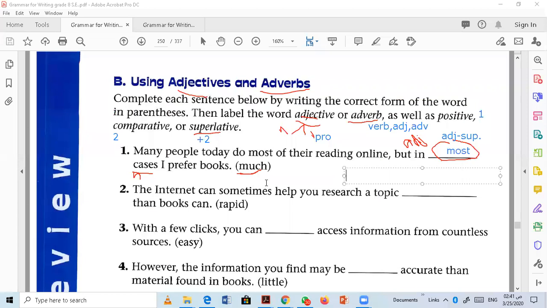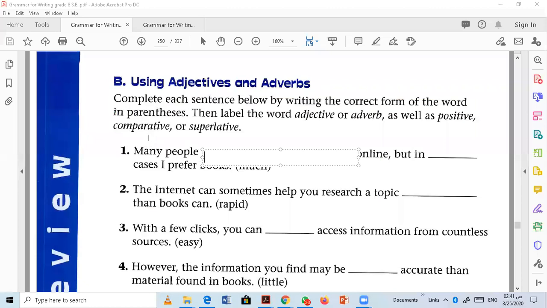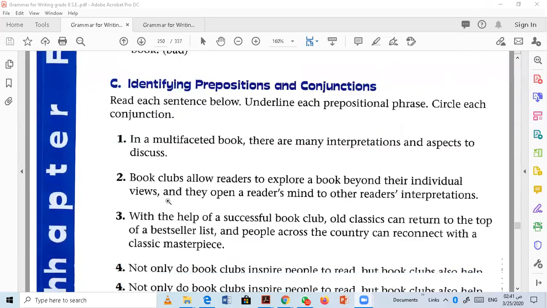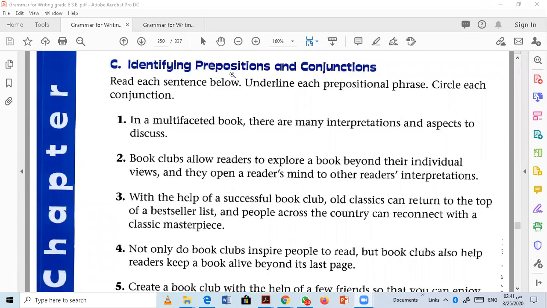Okay. Last exercise in this page. Exercise C, identifying prepositions and preposition phrases. That's the easiest part in today's lesson. You need only to underline the prepositional phrase and circle the conjunction. In this sentence, the prepositional phrase is, in a multifaceted book, there are many interpretations and aspects to discuss.